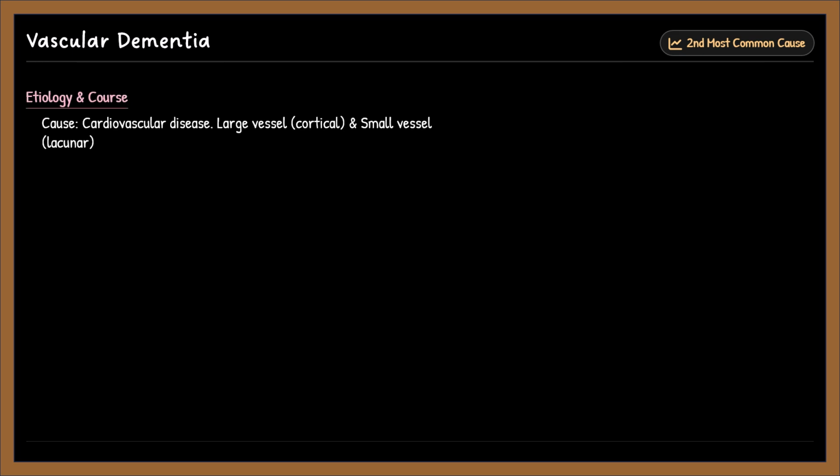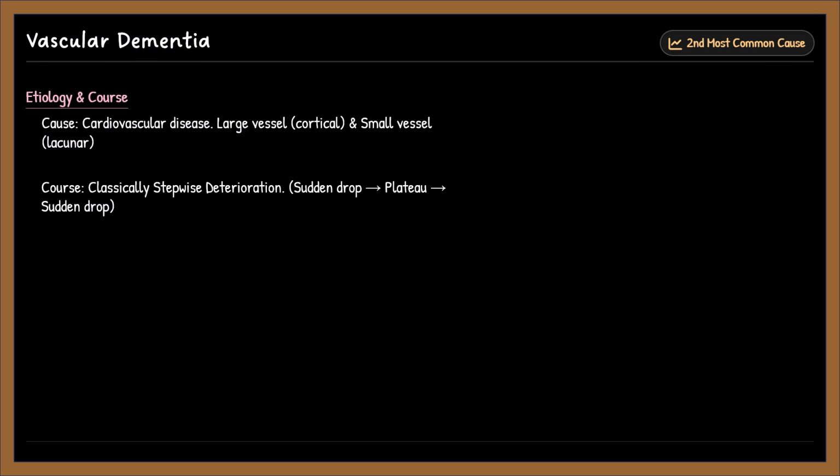So vascular dementia is the second most common cause of dementia. And the etiology is that it is caused by conditions that damage the brain blood vessels, reducing blood flow and oxygen to supply the brain tissue. And when we think of this, we think of cardiovascular disease that affects the large and the small vessels.